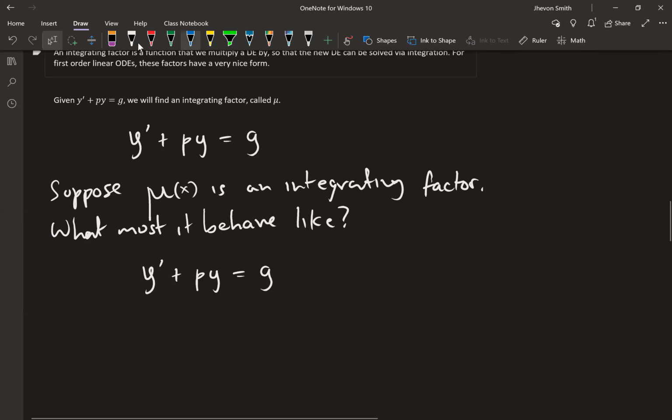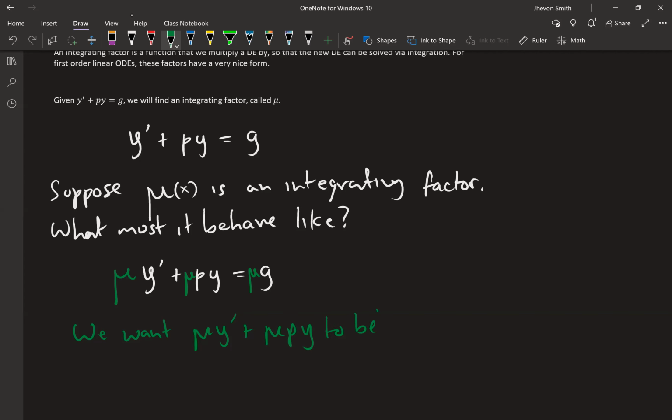Okay, so let's say I have this equation and I multiply through by some function mu, right? Now I don't know right now what this function is. However, I know what I want. We want mu y prime plus mu times py to behave like the product rule.